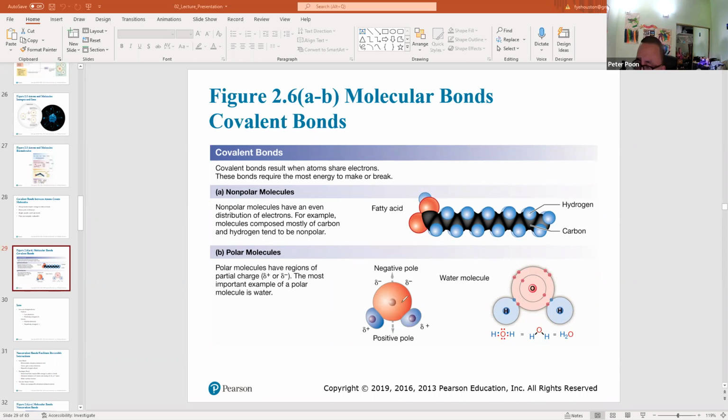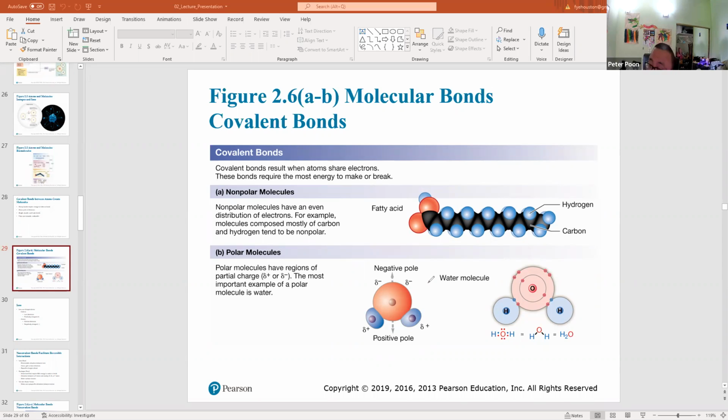So polar molecules. Water is probably the best example of a polar molecule. The oxygen is considerably stronger than the hydrogen when it comes to electrons. So it wants the electrons more, and it's going to pull the electrons toward it. That means the hydrogens are not going to have that many electrons.